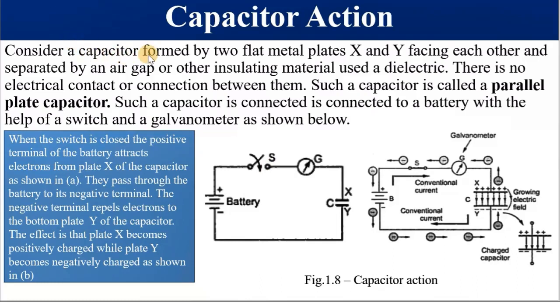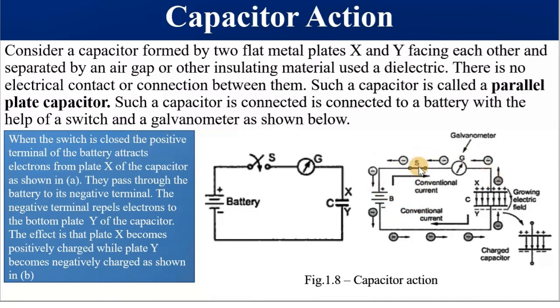So we are saying, consider a capacitor formed by two flat metal plates X and Y, facing each other and separated by air as the dielectric, or even any other insulating material as the dielectric. Please take note that there is no conductor between X and Y, because there's an insulating material between the two, and we call such a capacitor a parallel plate capacitor. And please take note that we've got electron flow of current and conventional flow of current, and conventional flow of current is shown by this arrow, and it says current flows from positive to negative.